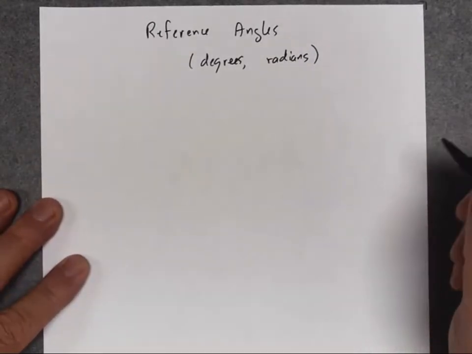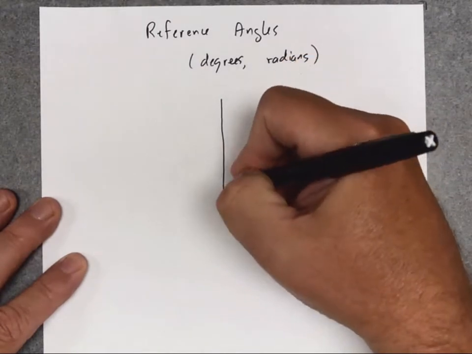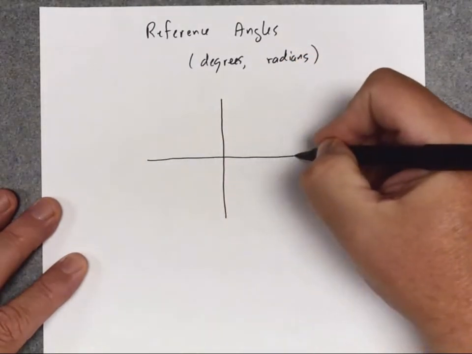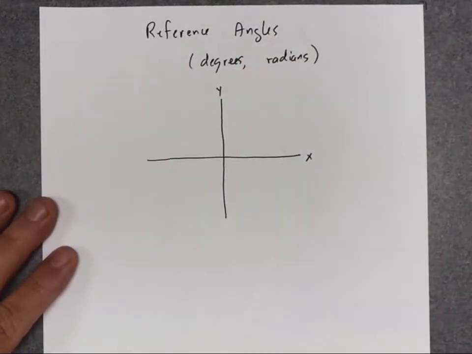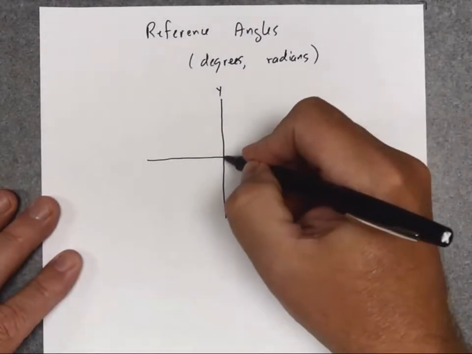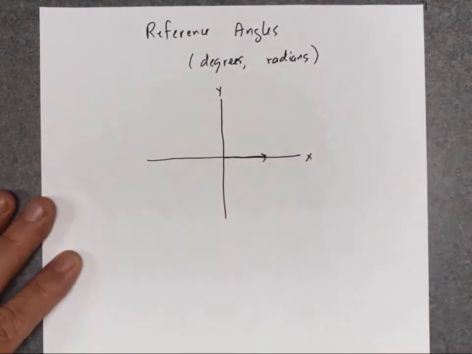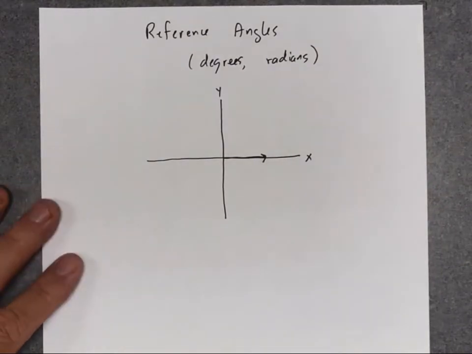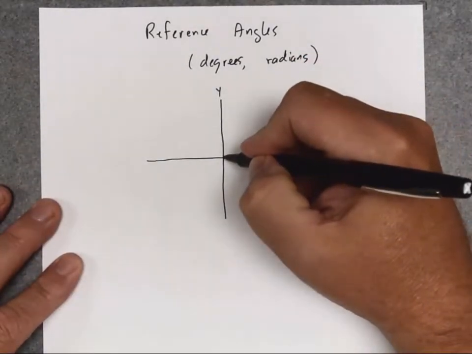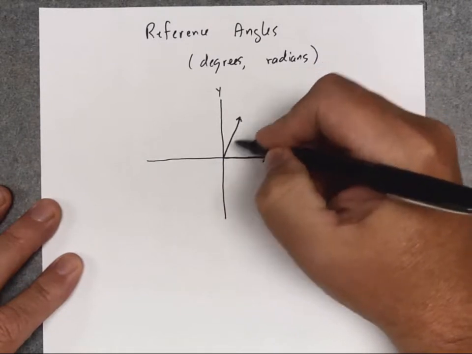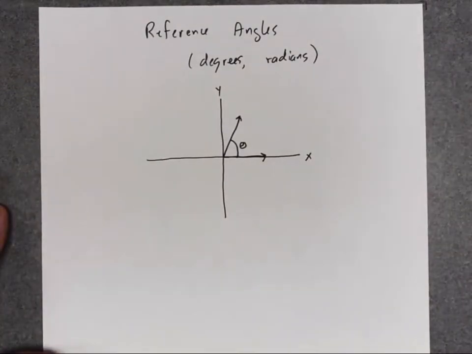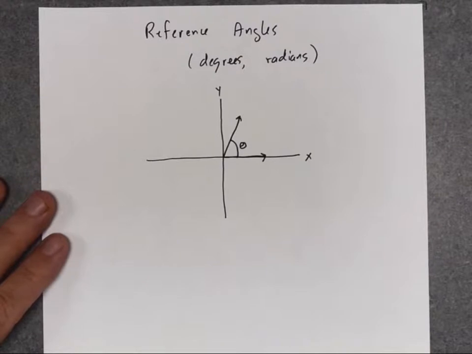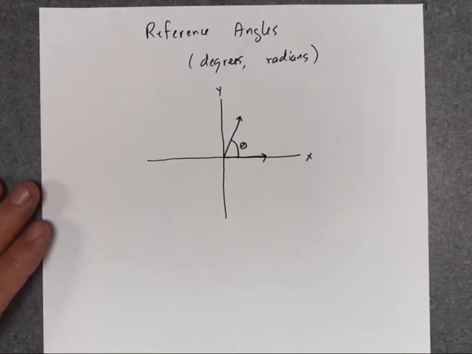So here's the idea of reference angle. Let's go ahead and draw our traditional X and Y axes. And of course our terminal side is almost always the x-axis. I'm going to draw an angle here, just some random angle in the first quadrant, and I'll call this theta, like we normally do. Now let me give you the definition of a reference angle, and it may not make sense quite at first, but when we do some examples, hopefully it'll become pretty clear.